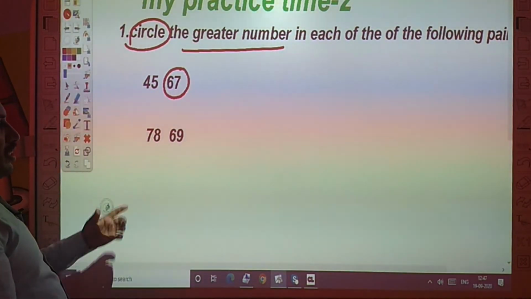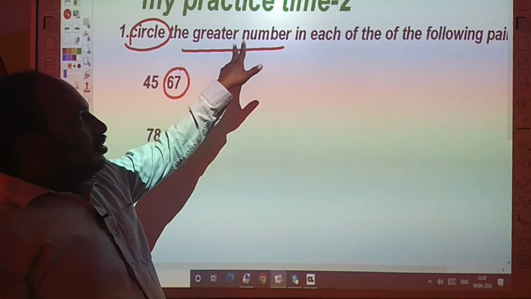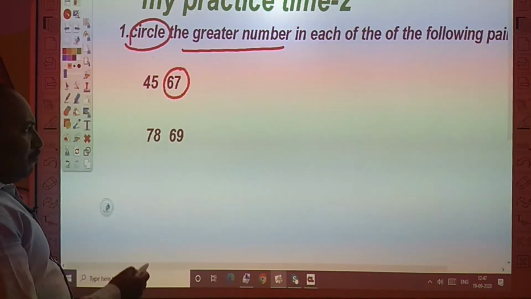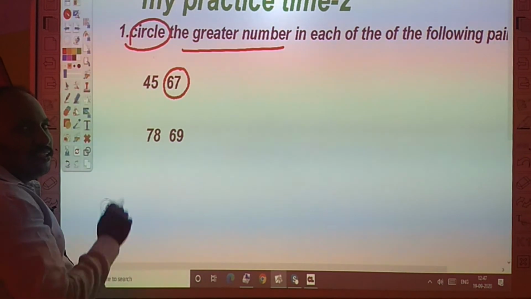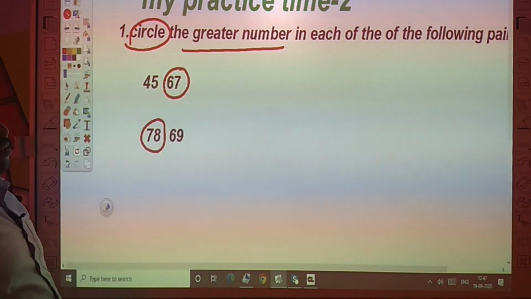The next sum, 78, 69. You want to circle the greater number. Which one is the greater number, 78 or 69? Yes, 78 is the greater number.